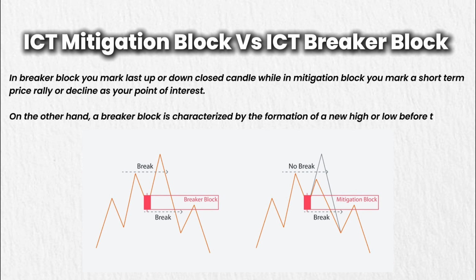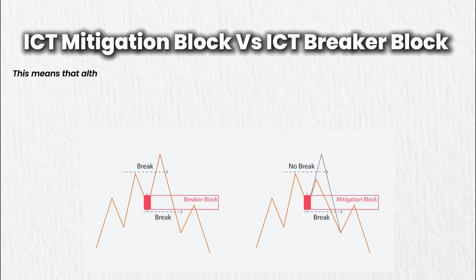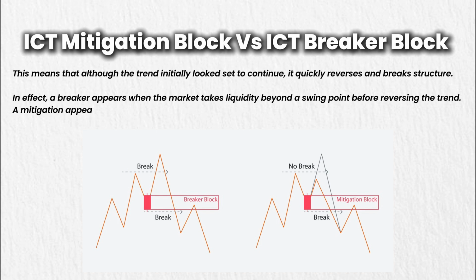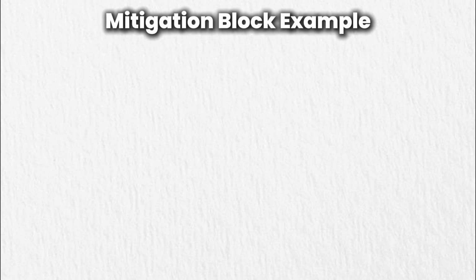On the other hand, a breaker block is characterized by the formation of a new high or low before the market structure is broken, indicating that liquidity has been taken. This means that although the trend initially looked set to continue, it quickly reverses and breaks structure. In effect, a breaker appears when the market takes liquidity beyond a swing point before reversing the trend. A mitigation appears when the price doesn't move beyond the trend's most recent high or low, instead plotting a lower high or higher low before reversing the trend.